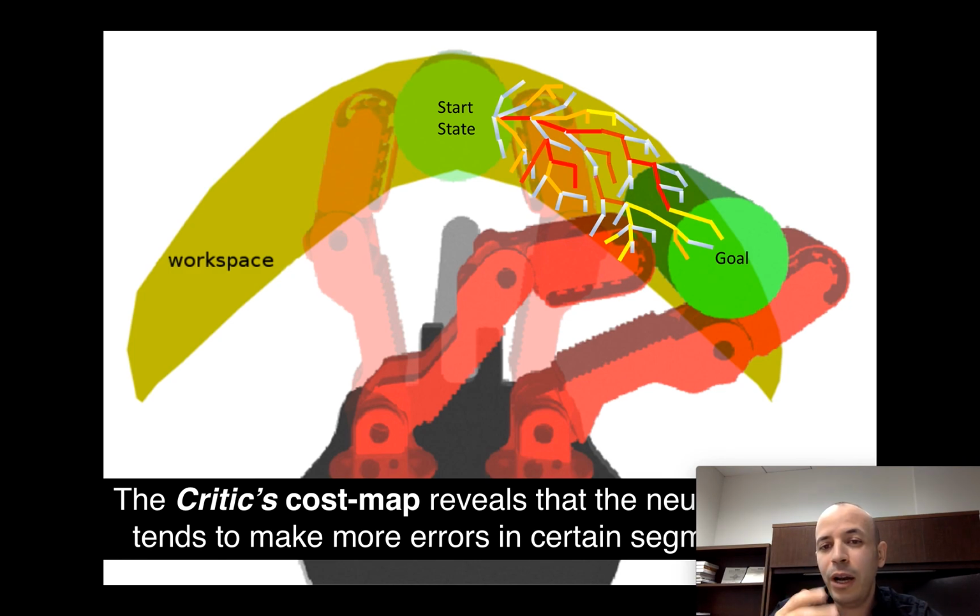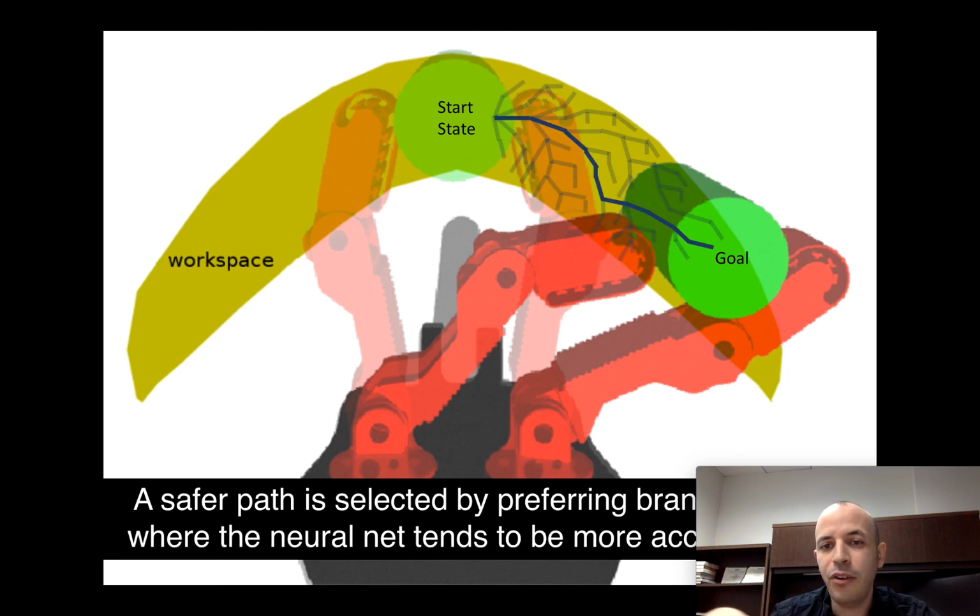So if you incorporate this as part of the cost into the planner, the regions where we tend to make a lot of errors using the dynamics network, then we're going to get a different path that is not really the shortest path, but actually it's going to avoid regions where the transition neural network cannot be trusted with its predictions.